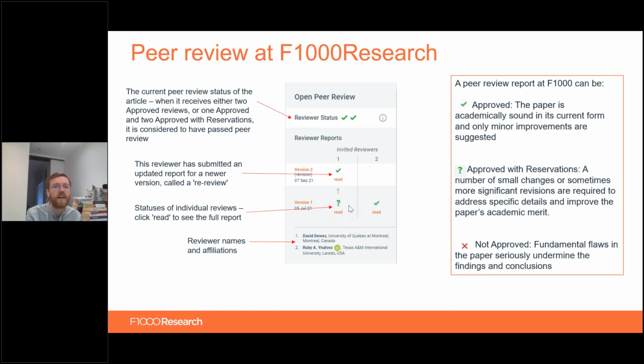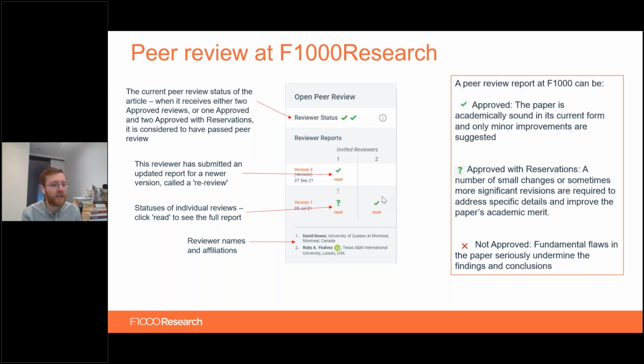So as you can see here, in this example, a paper has gone from having an approved and an approved with reservations to needing a second version, and then it's got a second approved. We don't ask people who have awarded an approved the first time to review new versions, because usually they've signed up on everything. Obviously, they are welcome to if they wish to see the new version of the article.